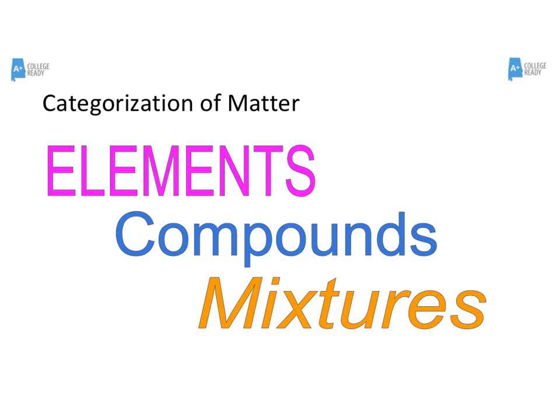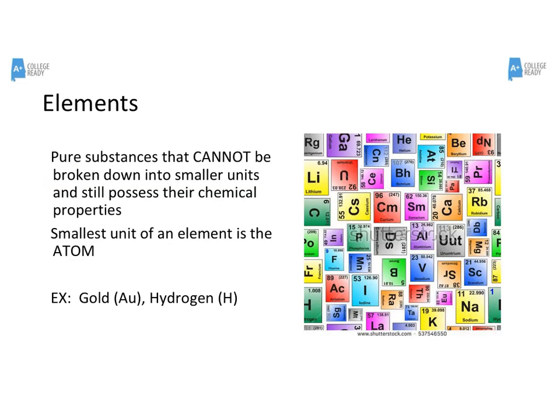So matter can be classified or categorized into elements, compounds, and mixtures. Elements are pure substances that cannot be broken down into smaller units and still possess their chemical properties. The smallest unit of an element is the atom. An example of an element would be anything on the periodic table. For example, gold or hydrogen are elements.